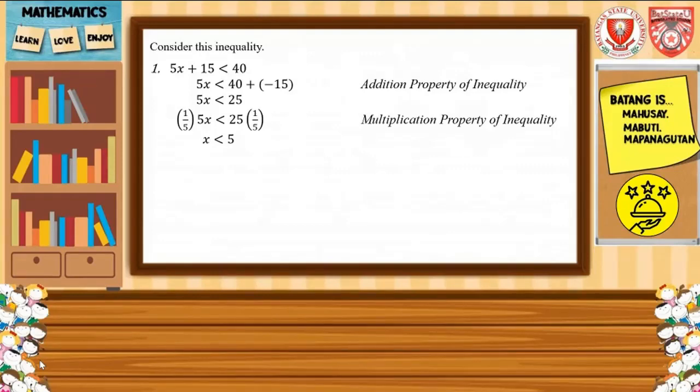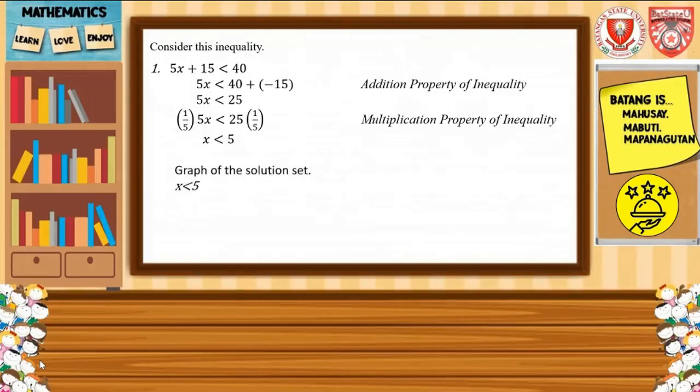Therefore, we have positive 25. Then multiply both expressions by 1/5, using the multiplication property of inequality. We want the coefficient of x to be 1. So we have 1/5 times 5x is equal to x. Then 25 times 1/5 is equal to 5. Therefore, we have x is less than 5.